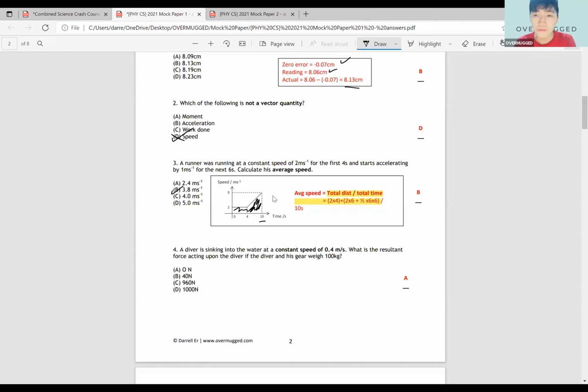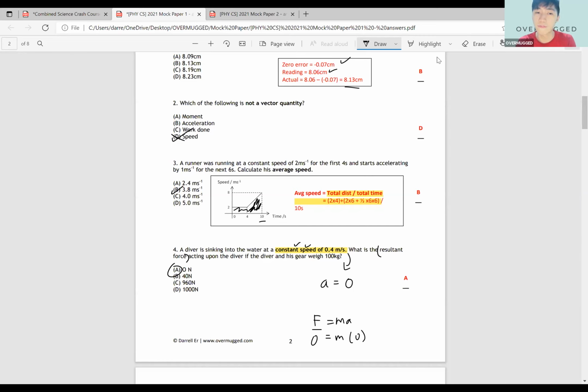Okay, question four. Just remember this: if you see the term constant speed, I want you to remember something. Constant speed means that acceleration is zero. The question is asking us for resultant force, correct? F equals ma, where F refers to resultant force. Now, if my acceleration is zero, regardless of what my mass is, my resultant force will always be zero. So for an object that's traveling at constant speed, resultant force is always zero.